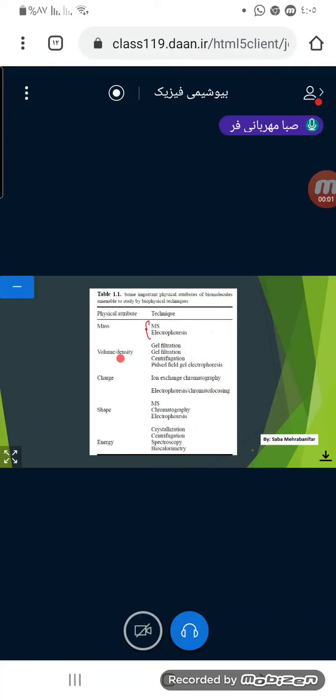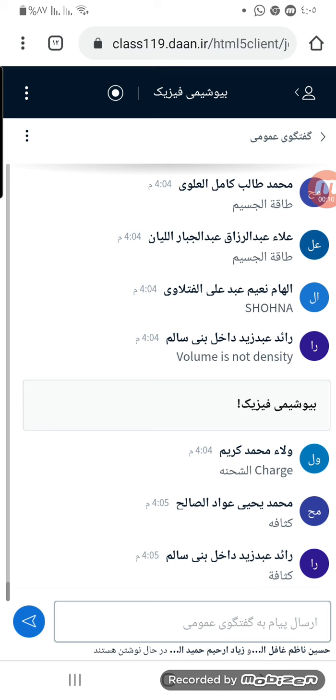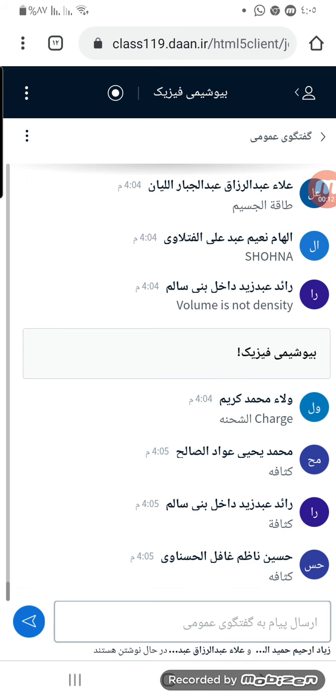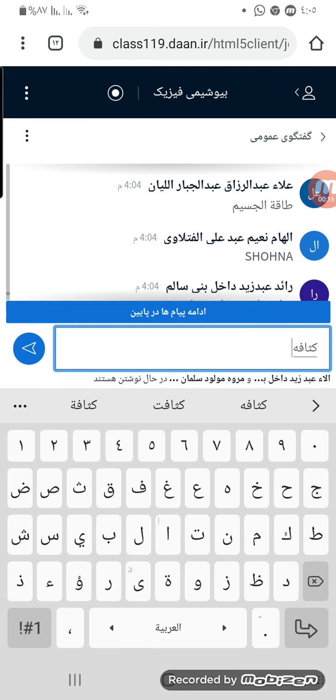Density in Arabic. What do you say density in Arabic? Asata. Yeah. Okay. Thank you.